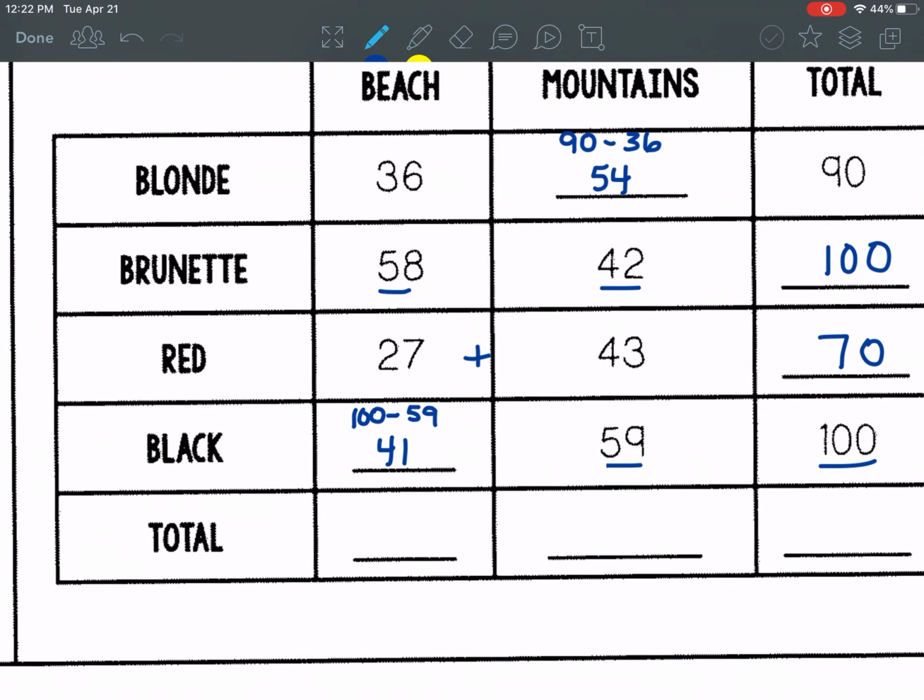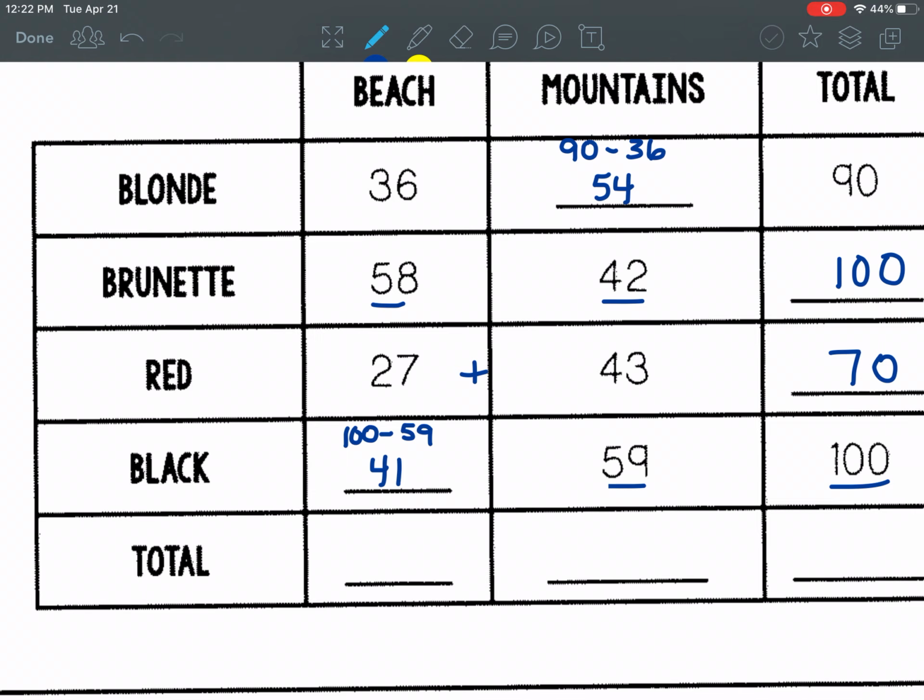And now we can figure out our totals. I may need to grab a calculator. I don't think I can do all of this in my head. So 36 plus 58 plus 27 plus 41. This is 162. I'm going to change my colors for my totals this way. The next column, that's the total number of people that liked the beach best. Mountains, I'm going to go this way, so 54 plus 42 plus 43 plus 59 is 198.